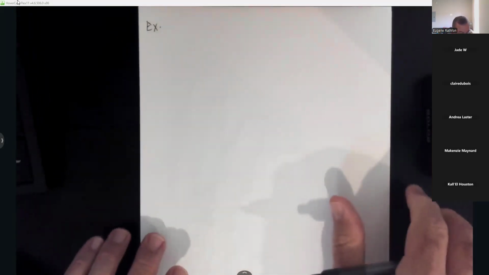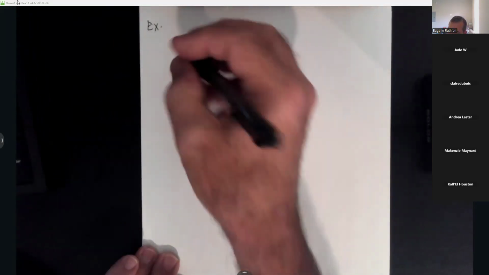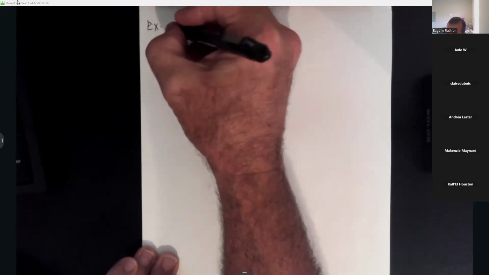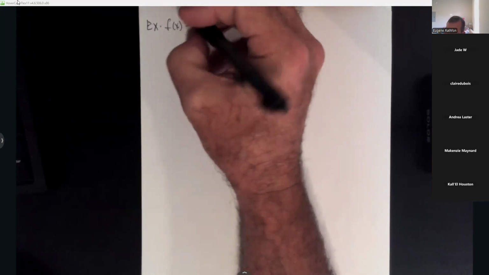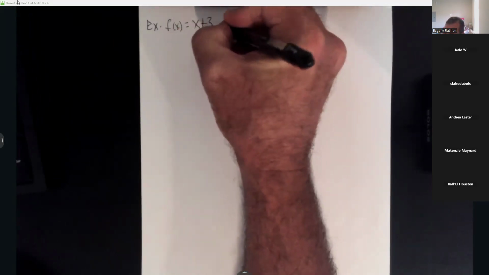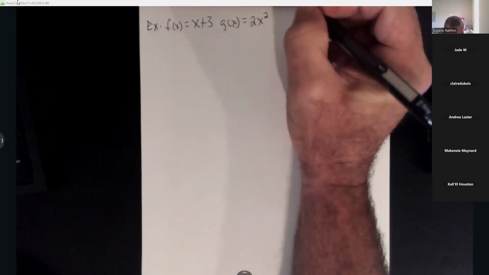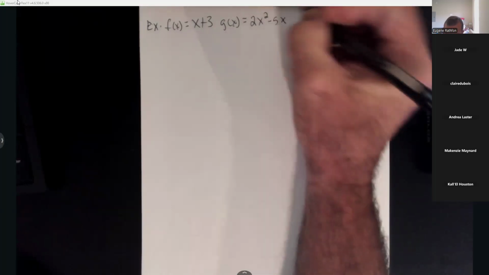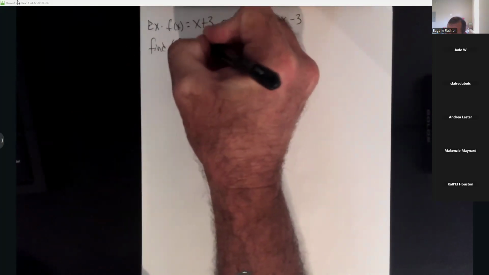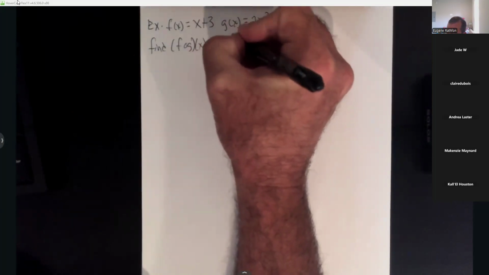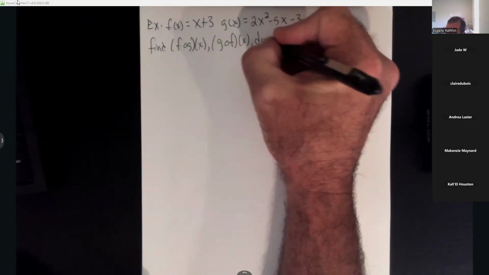Hey, y'all, let's try this next one then. All right, so for this one, f of x equals x plus 3. G of x equals 2x squared minus 5x minus 3. So we're going to do the same thing. We're going to find f compose g of x, g compose f of x, and the domain of each.